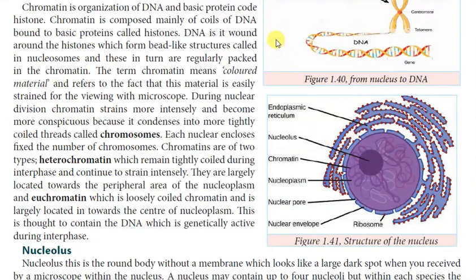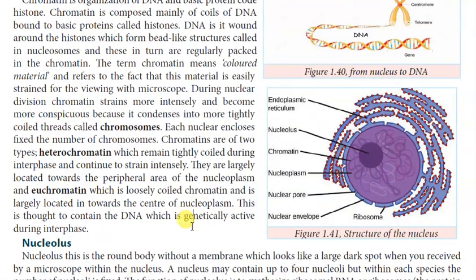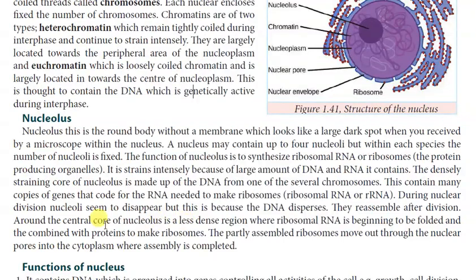That is the discussion regarding the structure of the nucleus. Now inside the nucleus we have what you call the nucleolus. Let's discuss a little about the nucleolus before we move further. Nucleolus is a round body without a membrane which looks like a large dark spot. So I hope you can see the nucleolus here. Kwa hiyo ni large round area inside the nucleus which looks like a large dark spot.